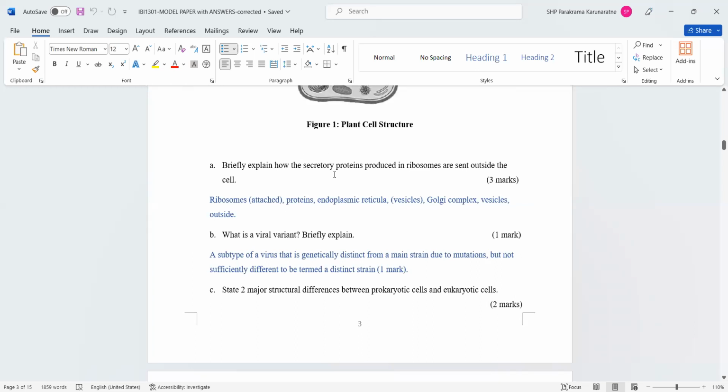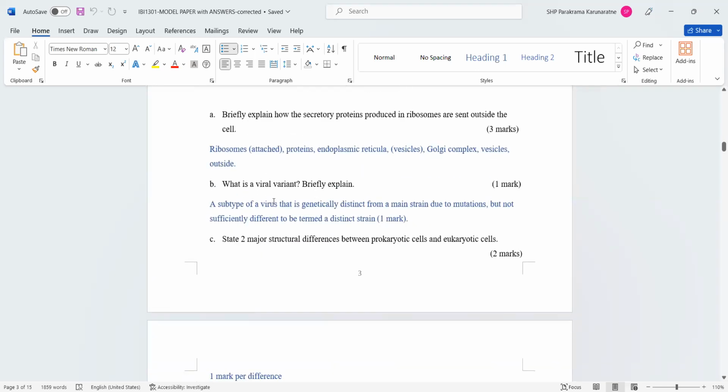That is how the proteins synthesized in ribosomes are sent outside the cell, secretory proteins, right? Okay, so it will get 3 marks. The marks are also given here, showing how the marks are divided. You will get a very similar question paper in the same style and structure. I want to give you this paper just to show the structure, right?